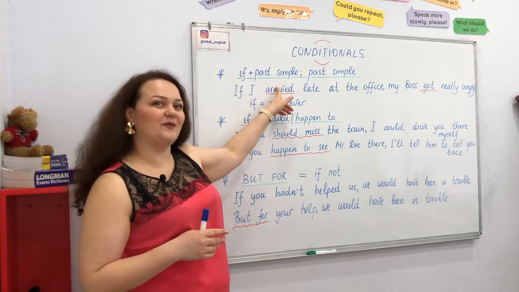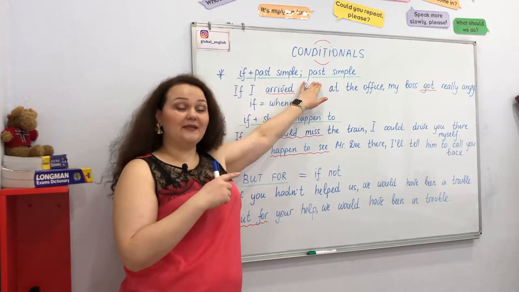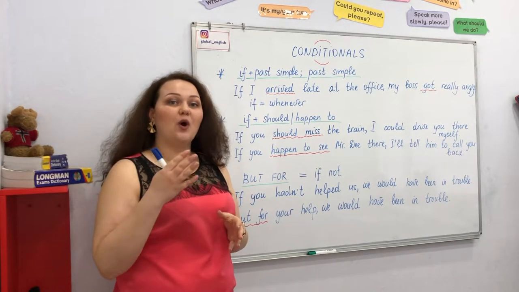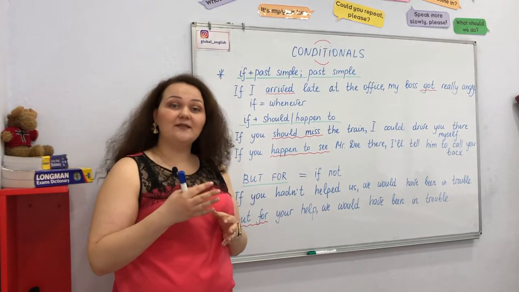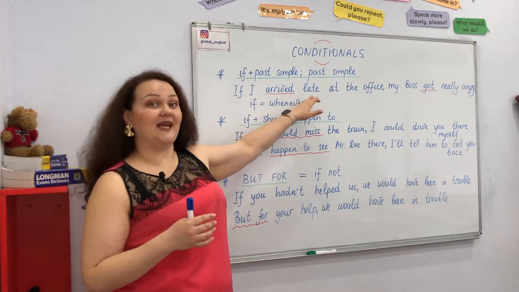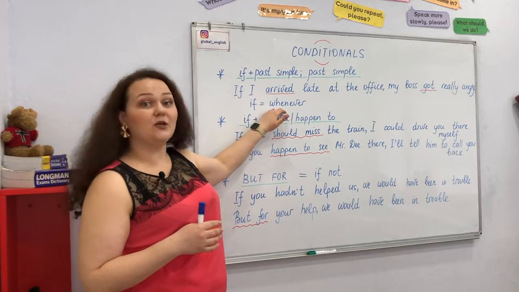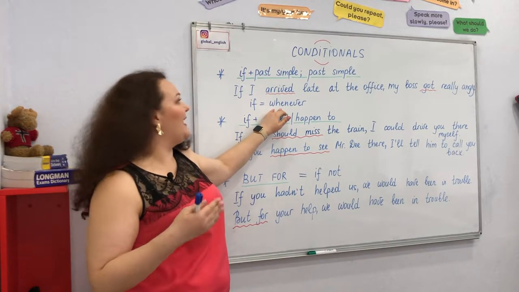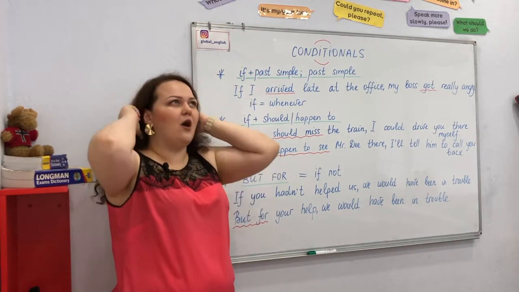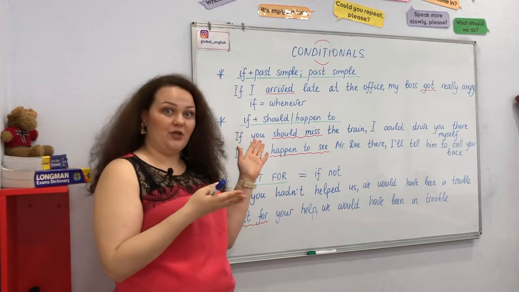Have you ever seen something like this? If plus past simple and past simple in the main clause. It gives us information about something that was always true. That's a real situation in the past. For example, if I arrived late at the office, my boss got really angry. If here equals whenever. It shows that every time I arrived late, my boss, oh my God, got angry. So that's a typical real past situation.